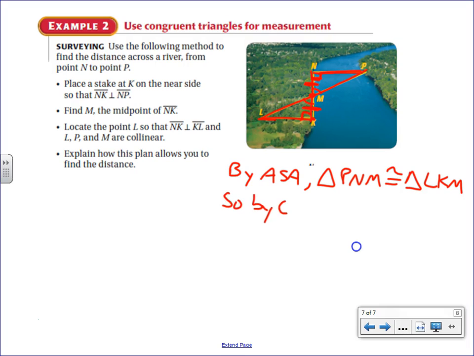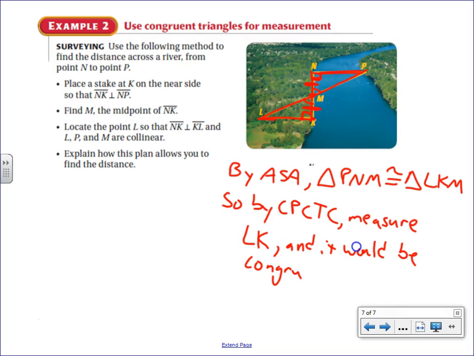And so by corresponding parts of congruent triangles being congruent, we could measure LK, and it would be equal to, or it would be congruent to the side that we want to measure, side NP, which is that distance across the river. So just by using your knowledge of triangles and congruent triangles, you wouldn't have to get yourself wet if you wanted to measure that distance across the water.